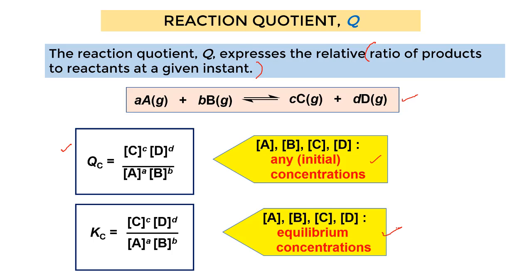kalau Kp kita kena kira berdasarkan equilibrium partial pressures. Alright? Okay, so dari segi expression dia lebih kurang sama, cuma simbolnya sahaja yang berbeza. So this is Qc and this is Kc. So Qc kita usually gunakan initial concentrations. Alright. Okay, next.